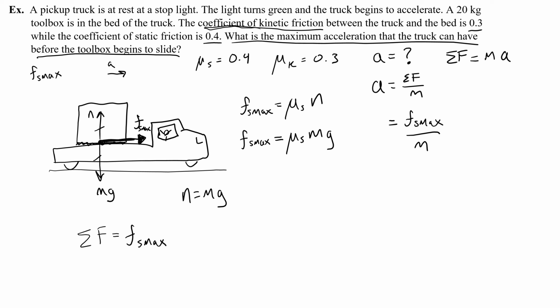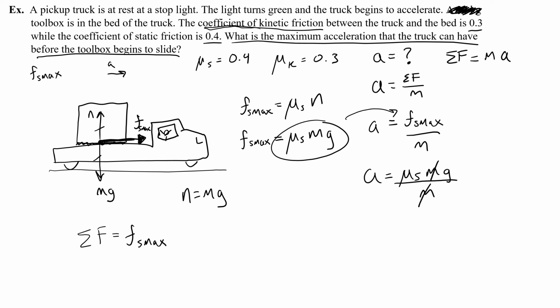Okay, great. So what do I do with this? Well, to find the acceleration of this toolbox, I'm going to take this equation and plug it in for F_s max. So I get acceleration equals mu_s times the weight, mg, all over m. Now, I've gone ahead and not plugged in the numbers because I want to show you something that's really important, and it comes up pretty often. What if you didn't know what the mass of the toolbox was? Well, it doesn't matter because m cancels out.